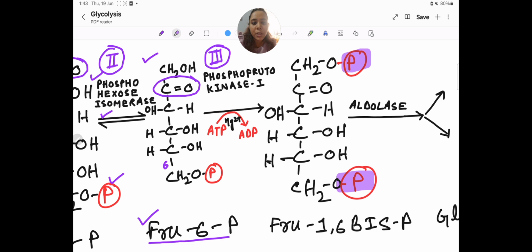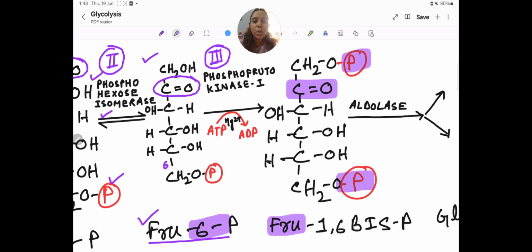So this is a fructose because its second carbon is the C double bond O, that is a ketone group, so it is a fructose. Firstly it was fructose 6-phosphate and we add one phosphate group to its first carbon. So now a phosphate group is also on the first carbon. So that is why it will be named as fructose.